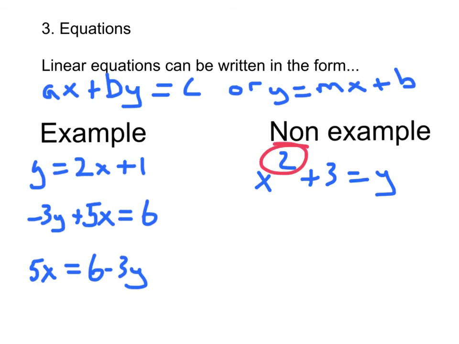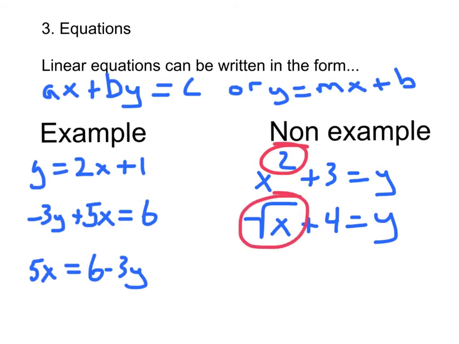Another non-example would be the square root of x plus 4 equals y. So that's another non-example, because in order to solve for that, we would have to have some exponents other than 1 involved in our problem. So there's your reasoning why. Also, here's another one. 1 over x equals y. That's not a linear equation because you have x as your denominator.